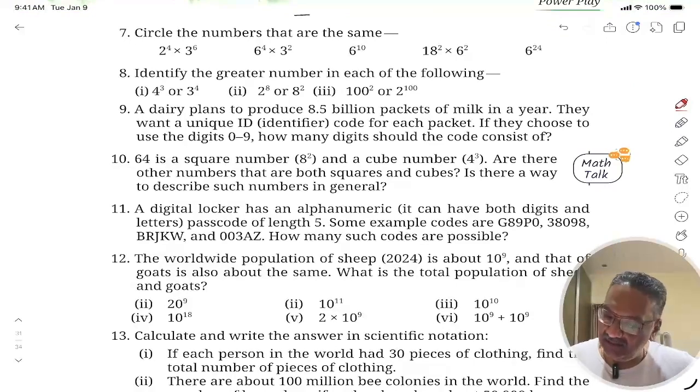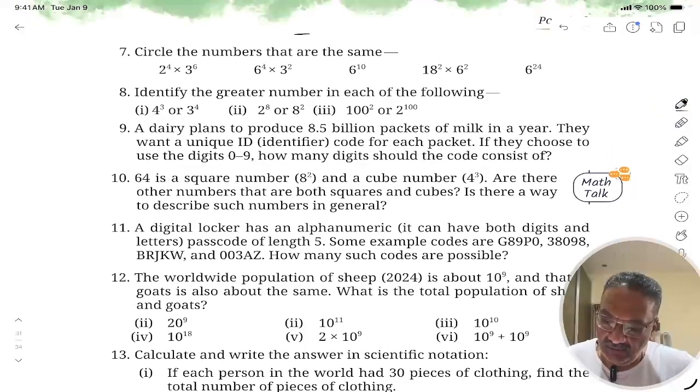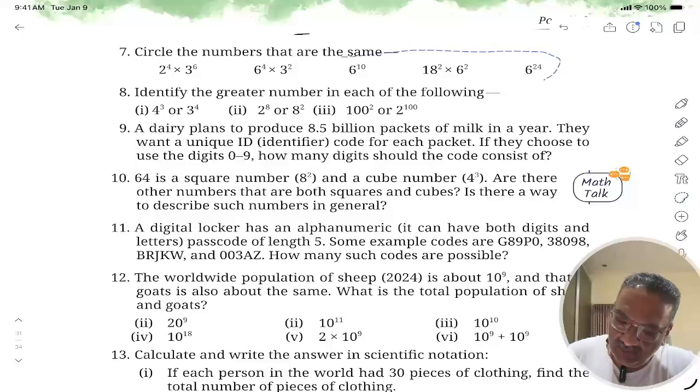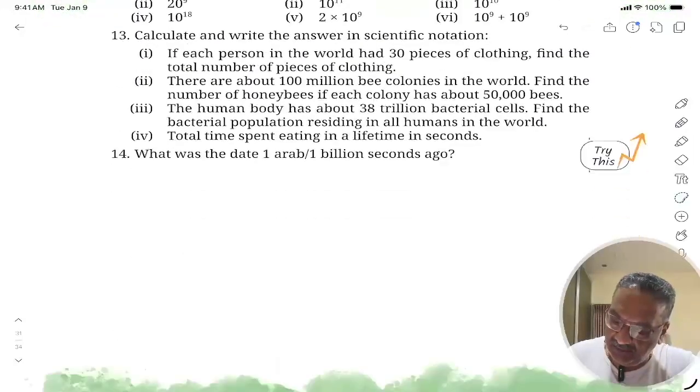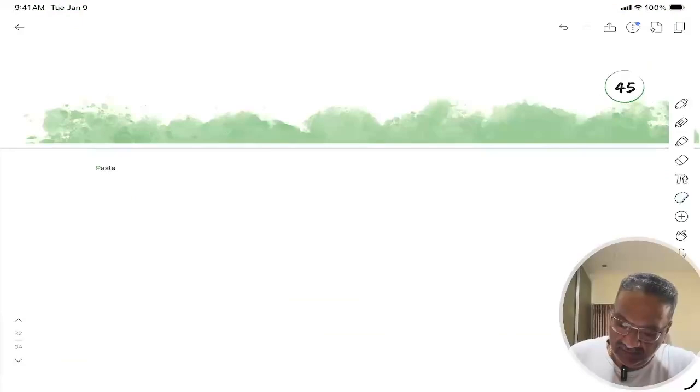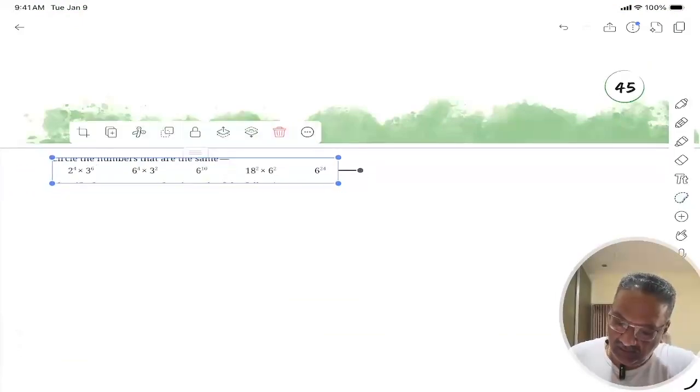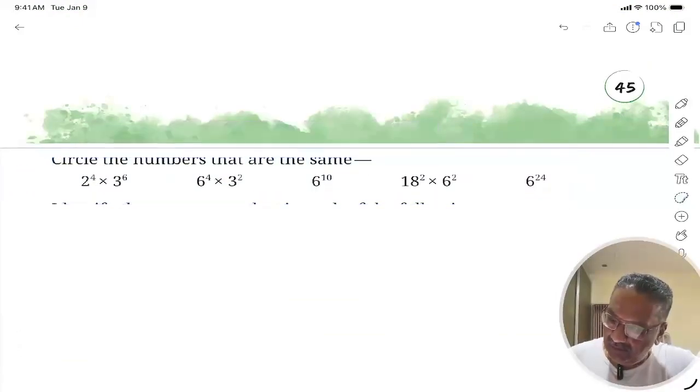numbers that are same. Okay, they have given 4 numbers and we have to circle the numbers which are same. So let me take this. We have given 1, 2, 3, 4, 5 numbers. Copy. I will take this here. So to find out, what we have to do, we have to convert each of these numbers.